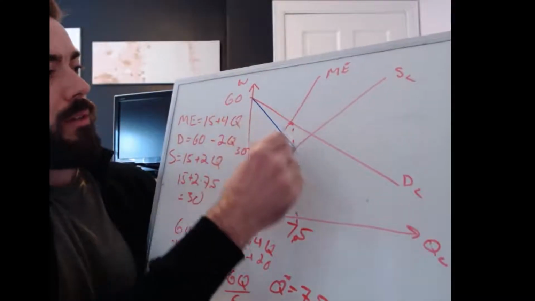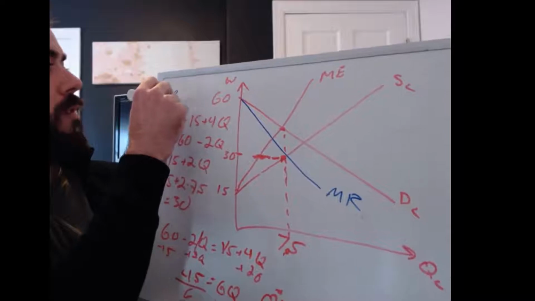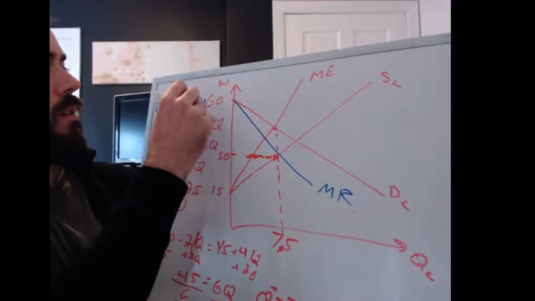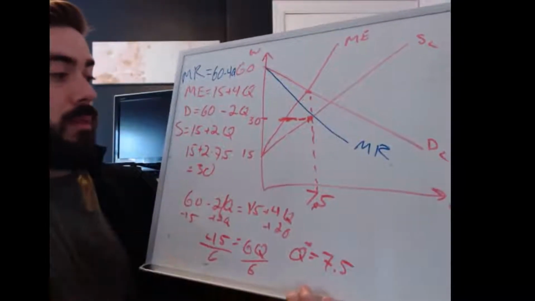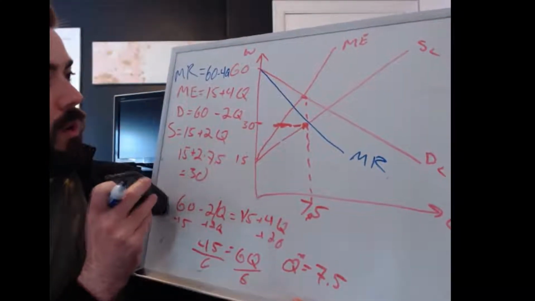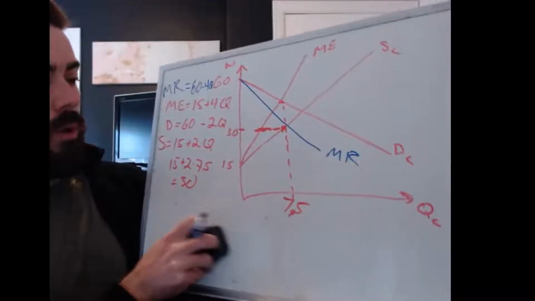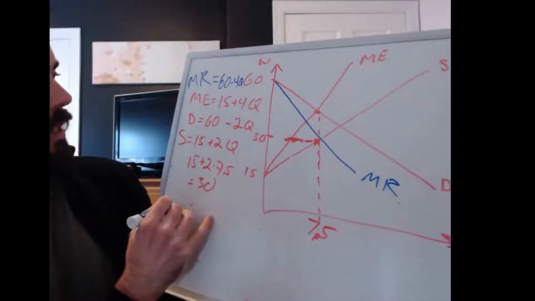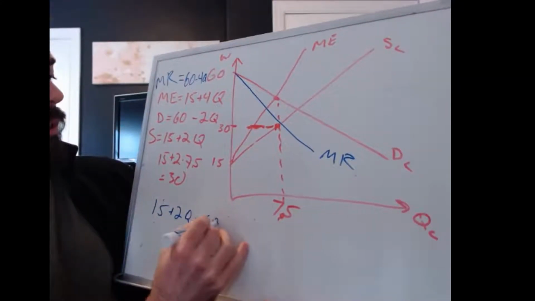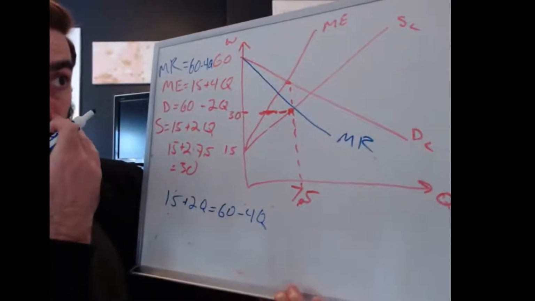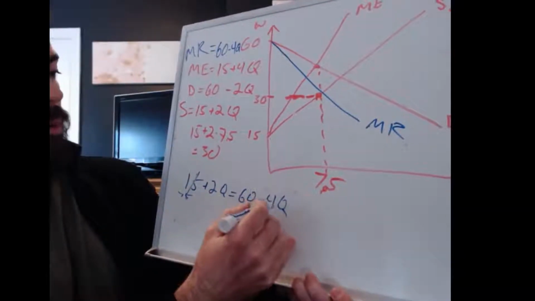Well, they're going to make their decision based off of a marginal revenue curve, which is twice as steep as demand. So marginal revenue, if it's twice as steep as demand, would be 60 minus 4q, so instead of minus 2q, minus 4q. Then we go through the same thing, except we don't set marginal expenditure equal to demand, we set marginal revenue equal to supply, and we'll solve for what that quantity would be. So 15 plus 2q is supply. Where does that hit my marginal revenue of 60 minus 4q? If I do a little bit of algebra here, we subtract 15, cancels, add 4q to both sides.